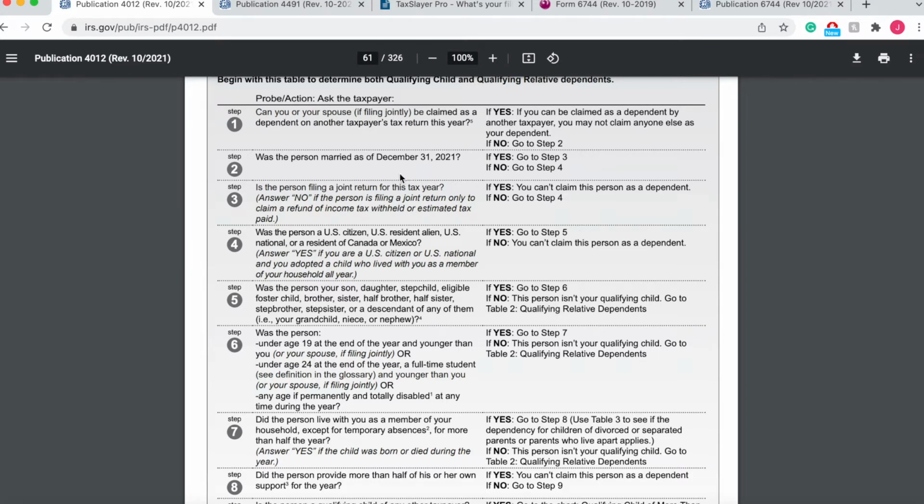And so we go to step 2, and she was not married at the end of the year, so we say no. We go to step 4, was the person a U.S. citizen, U.S.